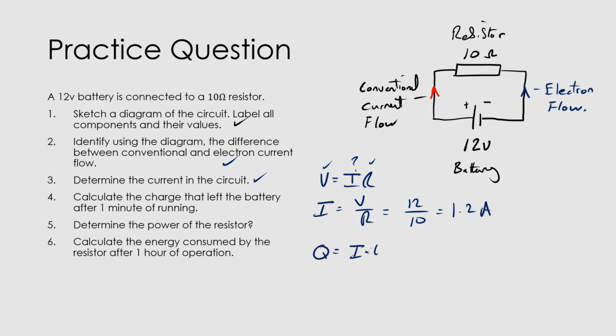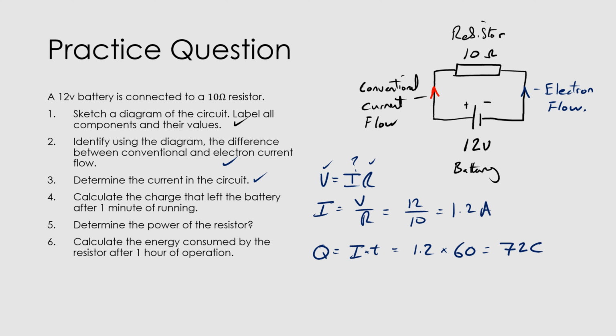Q. In this case, the current we've just worked out, which is 1.2 amps, multiplied by the time. Now, we always have to put our time into seconds unless the formula specifies otherwise. So in this case, 1 minute is made up of 60 seconds, so we're going to have to multiply this by 60. And that will give us 72 coulombs.